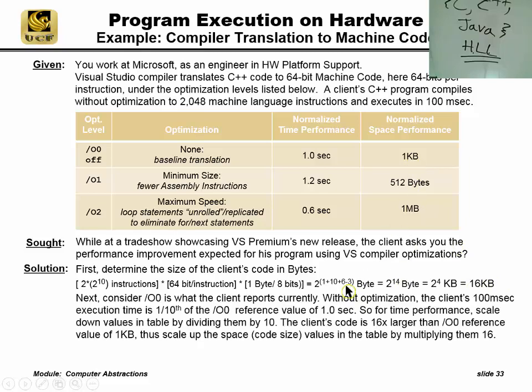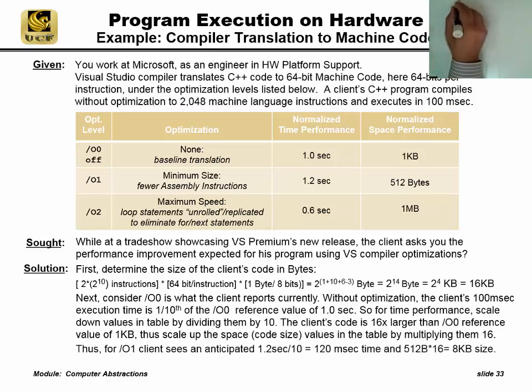All right. Next, consider optimization O0. We start with that. That was what the client currently runs. So without optimization, the client's execution time is 100 milliseconds, which is 1/10 of the unit program's. Great question: how many milliseconds in a second? 1 second equals 1,000 milliseconds. Okay. So 1/10 of a second is 100 milliseconds. So it's a factor of 10.